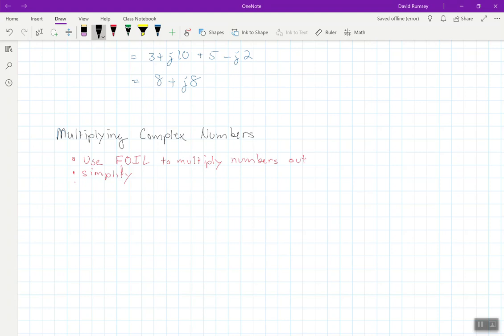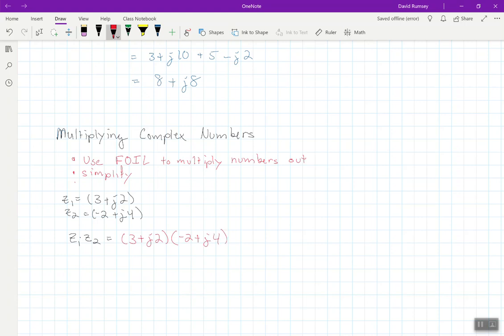So let's look at an example of this. z1 is equal to 3 plus j2, and z2 is equal to negative 2 plus j4. And we want to find z1 times z2. So if I do z1 times z2, that is simply going to be 3 plus j2 times negative 2 plus j4.